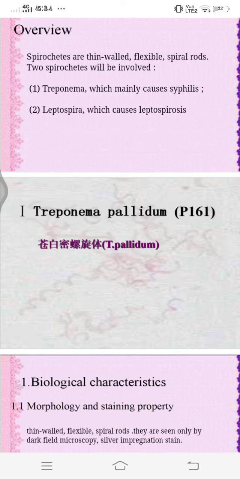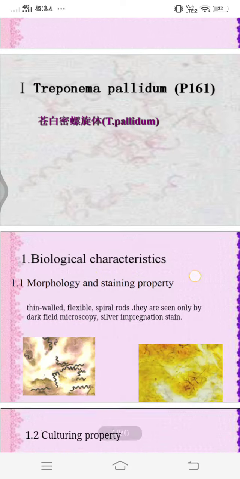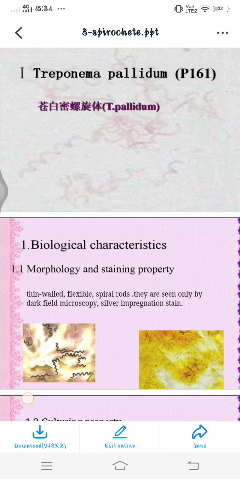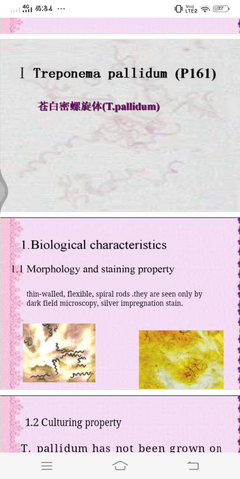The morphological features are that they are slender spirochetes with fine spirals and pointed or rounded ends. Here you can see the fine spirals with pointed and rounded ends. These cause human diseases: Treponema pallidum causes venereal syphilis, Treponema endemicum causes endemic syphilis, Treponema carateum causes pinta, and Treponema pertenue causes yaws. Let us understand them one by one. First, let us see the morphological characters of Treponema pallidum.